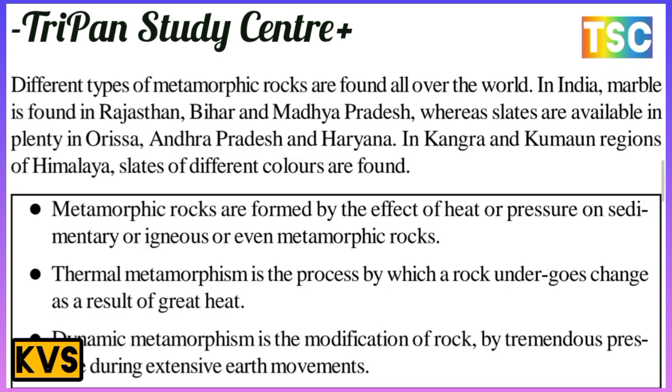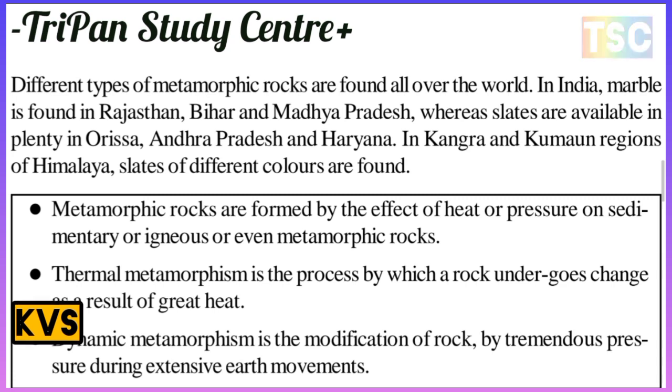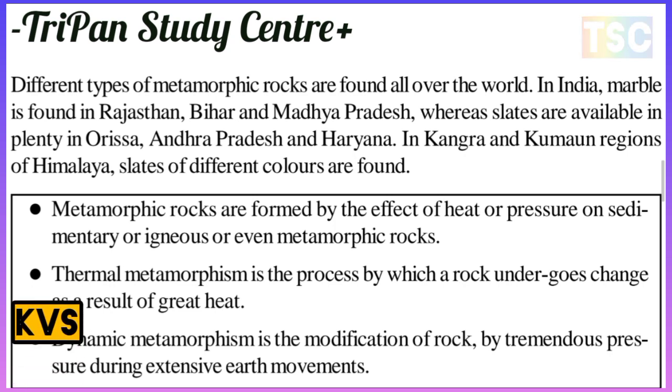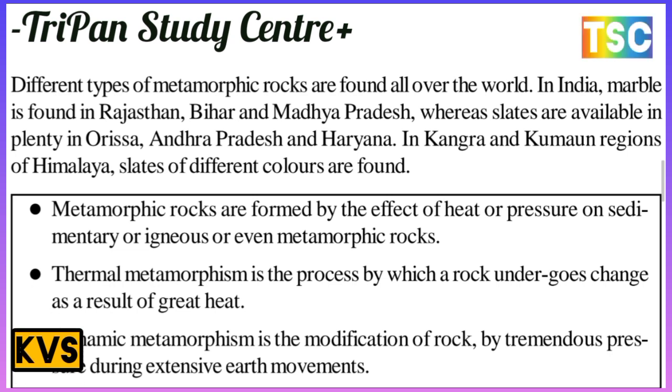Different types of metamorphic rock are found all over the world. In India, marble is found in Rajasthan, Bihar and Madhya Pradesh, whereas gneiss is available in Orissa, Andhra Pradesh and Haryana. In Kangra and Kumaon regions of the Himalaya, slate is found in different colors. That is the most important point here.